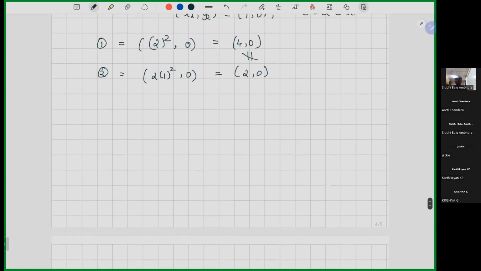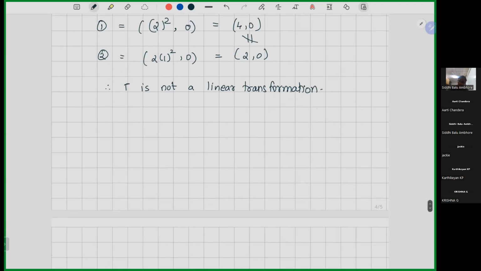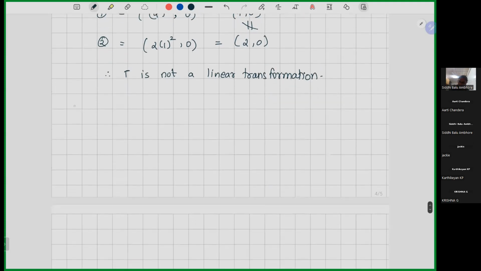So this was the example where T was not a linear transformation. So let me write it. Therefore, T is not a linear transformation. Okay. If you have any doubt, please let me know. If not, then we'll move to the fourth question.